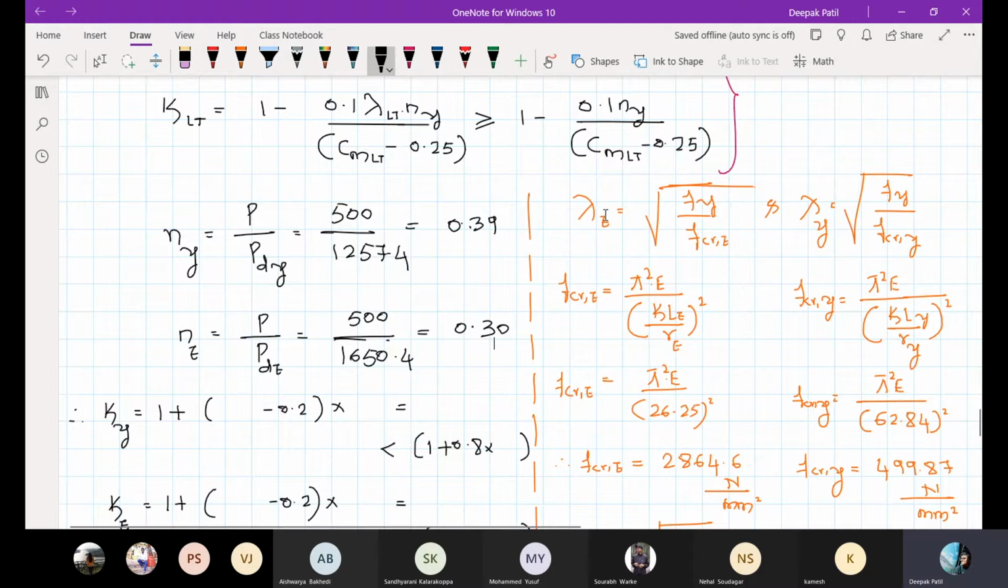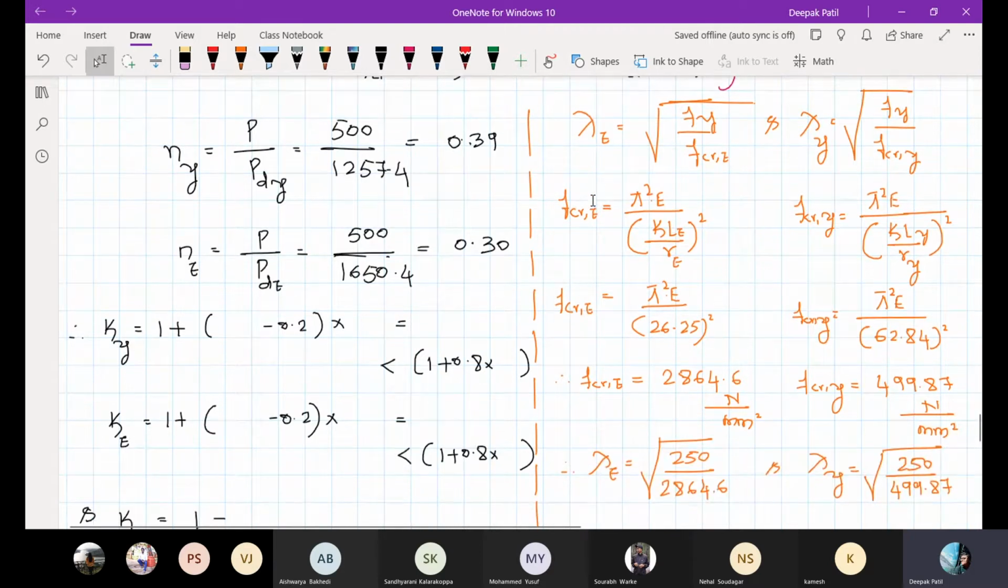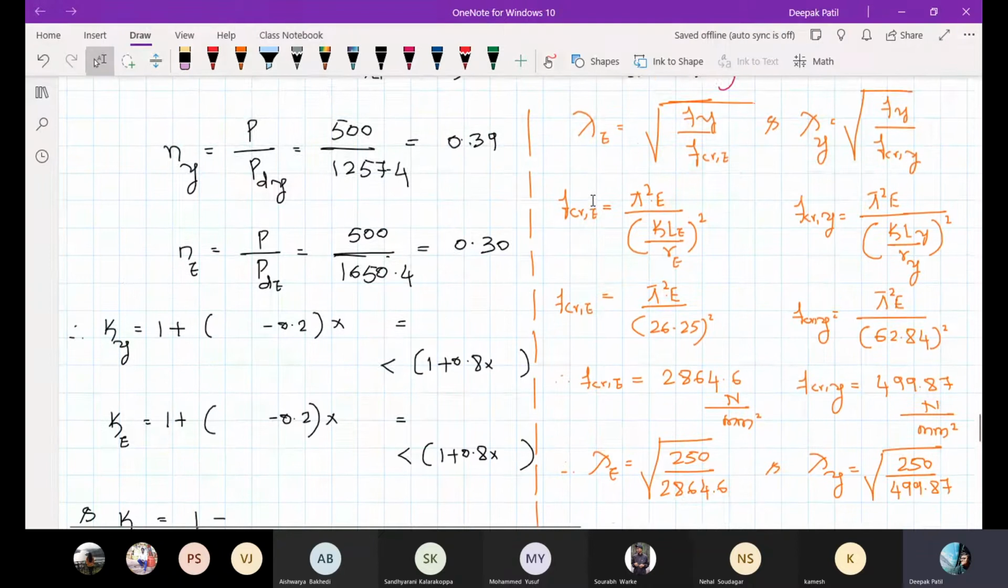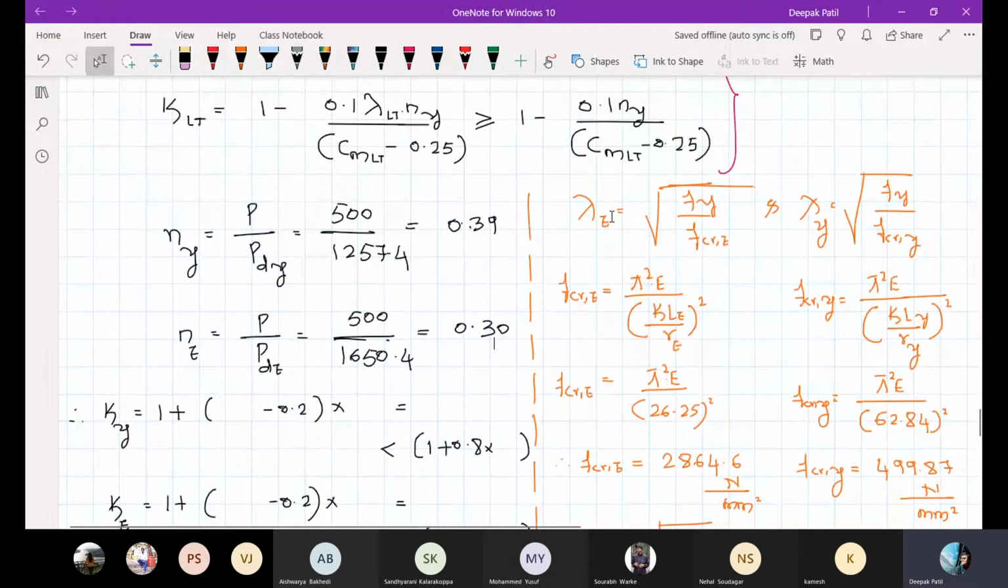Okay, so lambda Z is actually, please don't confuse this lambda Z with whatever lambda Z we have already calculated, that is KLZ by RZ. That is different and this is a different one. So how to calculate these things? Lambda Z is actually given by under the root Fy divided by FCRZ. Fy is 250, you already know. But how to calculate FCRZ?